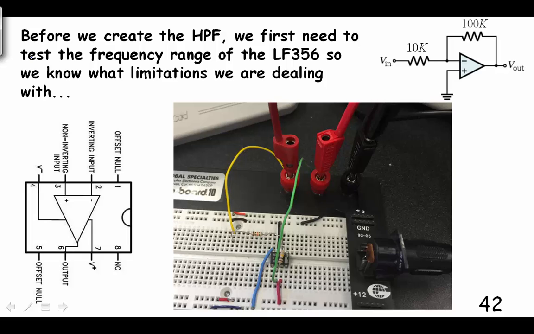And before we start making measurements with our high-pass filter, we're going to just look at the bandwidth of our 356 op amp to make sure that we're going to be operating in a range well below the bandwidth of this thing, the high range of our bandwidth.